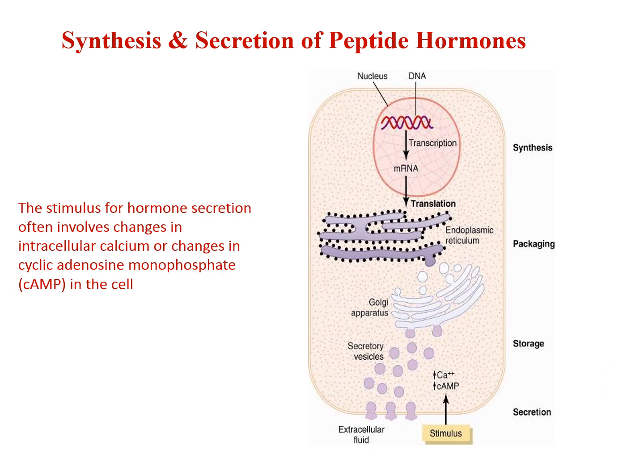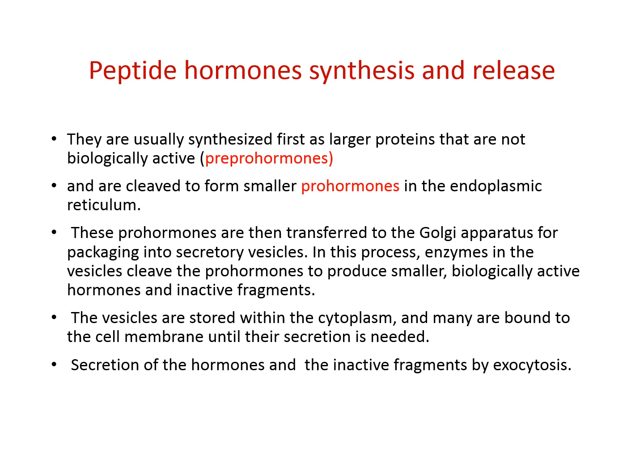I just want to mention that once synthesized, these hormones are large and biologically inactive, and they are known as prohormones. During the processing and packaging, they are cleaved to smaller prohormones within the endoplasmic reticulum, then transferred to the Golgi apparatus and bagged into secretory vesicles. There are enzymes which cleave these hormones into a smaller unit, basically the biologically active hormone and its inactive fragment. Once a stimulus causes the secretion of these hormones, they are released by exocytosis as the active hormone and its inactive fragment. I'm sure you are aware of this already.